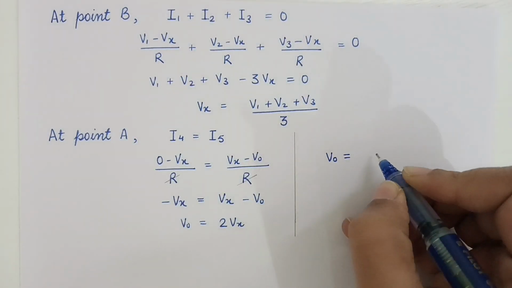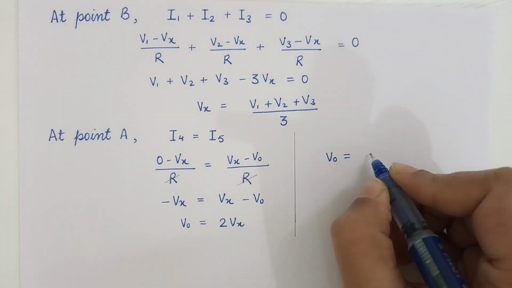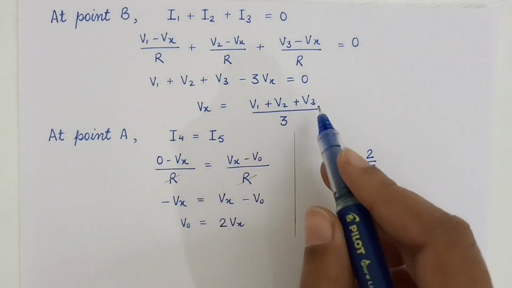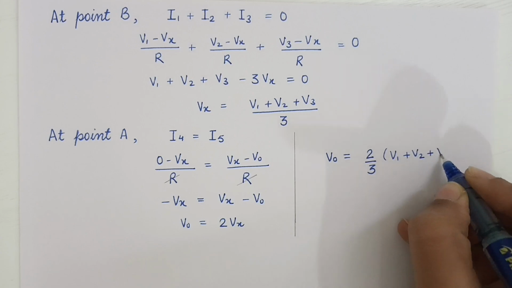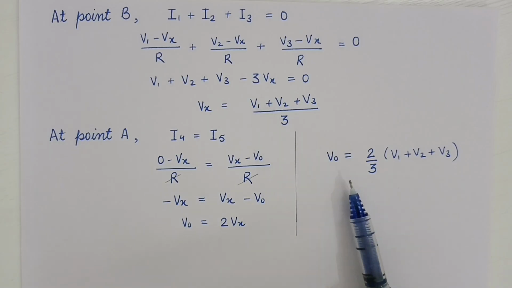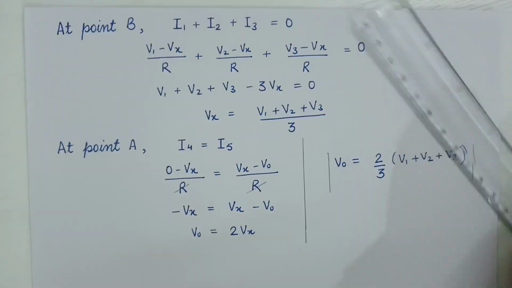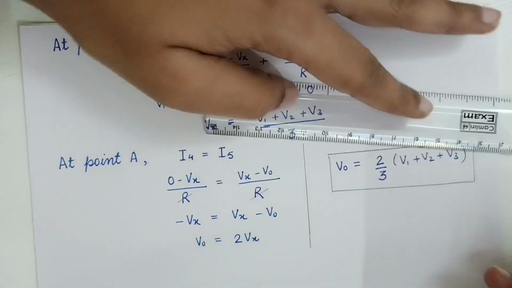And now simply using this value of Vx over here, we will get V0 is equals to 2 by 3 and the rest as it is, that is V1 plus V2 plus V3. So here we get the output voltage, that is V0 is equals to 2 by 3 times V1 plus V2 plus V3. So this is it.